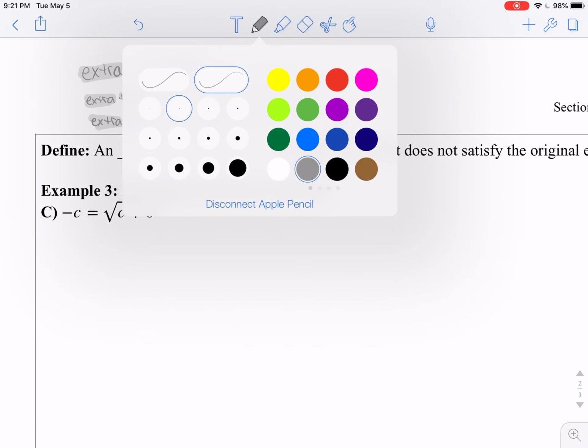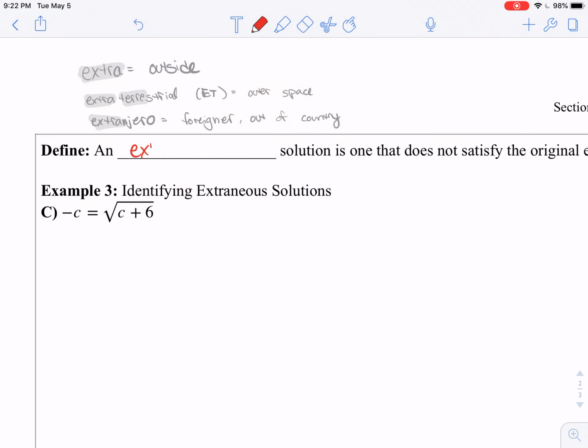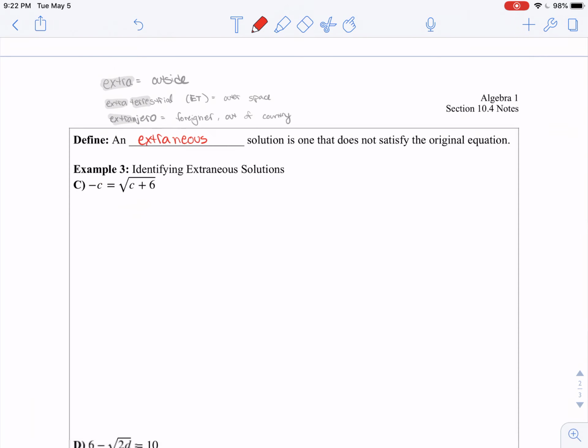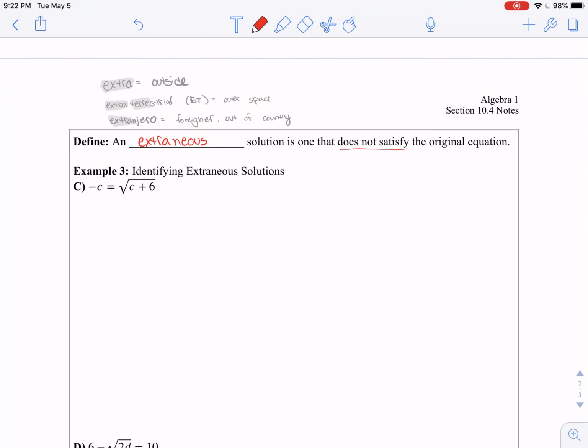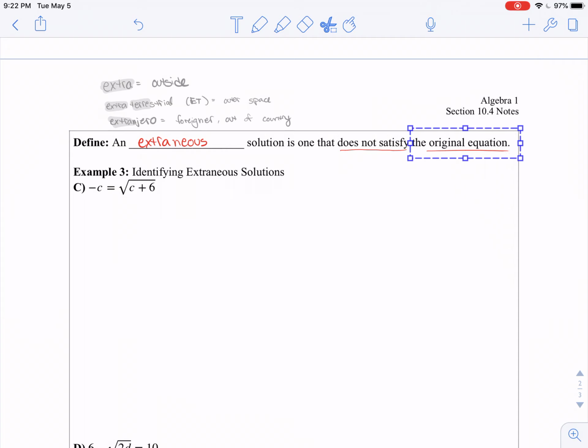So in math, we have what's called an extraneous solution. An extraneous solution is one that does not satisfy the original equation. That is, it's outside of the situation we started with. Now, to find an extraneous solution, we have to check the original equation and see, does it make it true? So when I say satisfy, I mean, does it make it true?